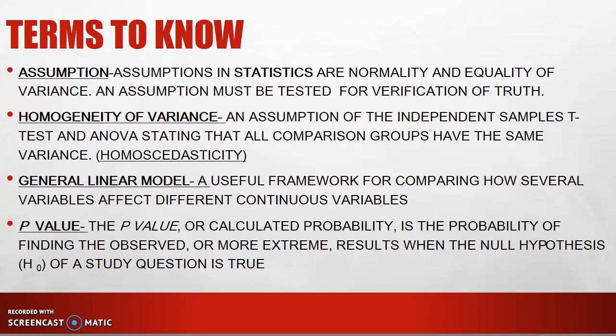Some terms to know that will be helpful as we go through the slide presentation are listed here on this slide. Assumption. Assumptions in statistics are normality and equality of variance. An assumption must be tested for verification of truth. Homogeneity of variance is an assumption of the independent samples t-test and ANOVA stating that all comparison groups have the same variance, or homoscedasticity. General linear model is a useful framework for comparing how several variables affect different continuous variables. And finally, p-value. This is the calculated probability of finding the observed or more extreme results when the null hypothesis of a study question is true.